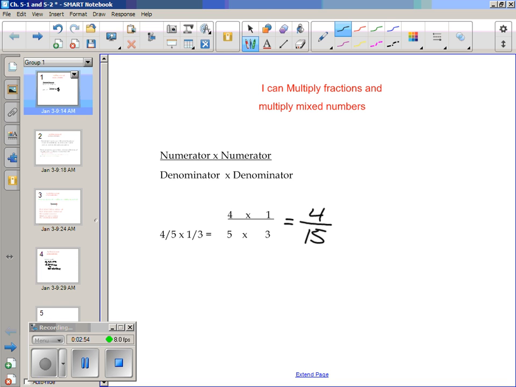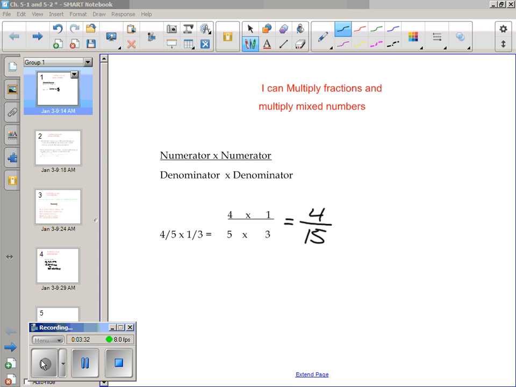Now I want you to look at this real carefully, and I want to see if anybody can answer this question. Everybody agree that 4/5 is pretty close to 1? Okay, and 1/3. Now 1/3 is kind of close to 1/2. It's pretty close to 0. It's kind of right in between. In fact, it's a little bit closer to 1/2. But look at our answer here. Is this even close to 1? What I want you to do right now is just discuss with your team.